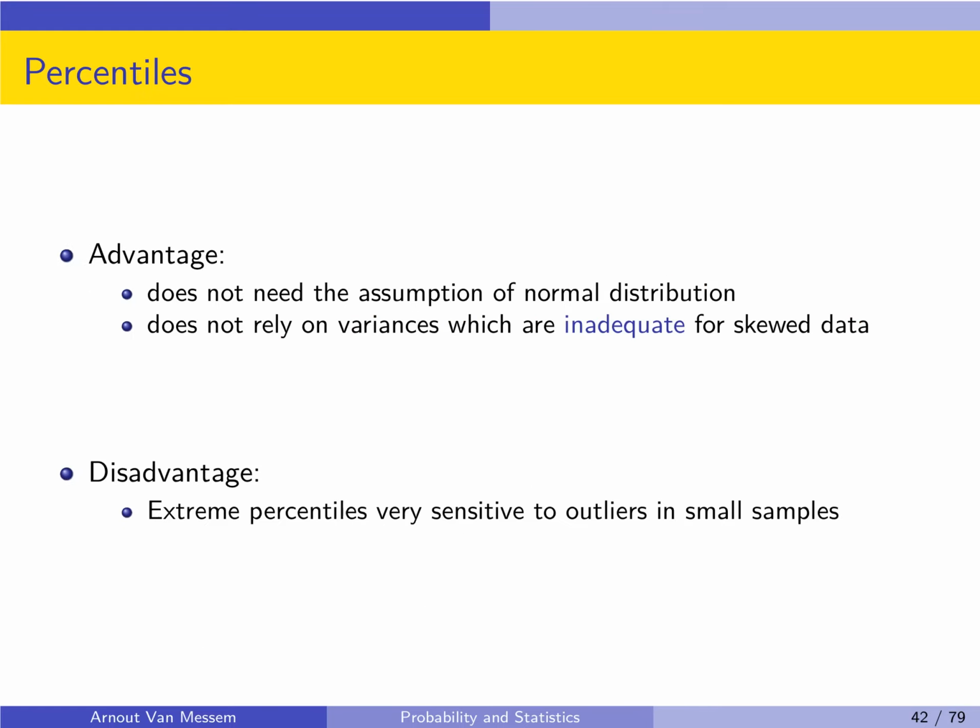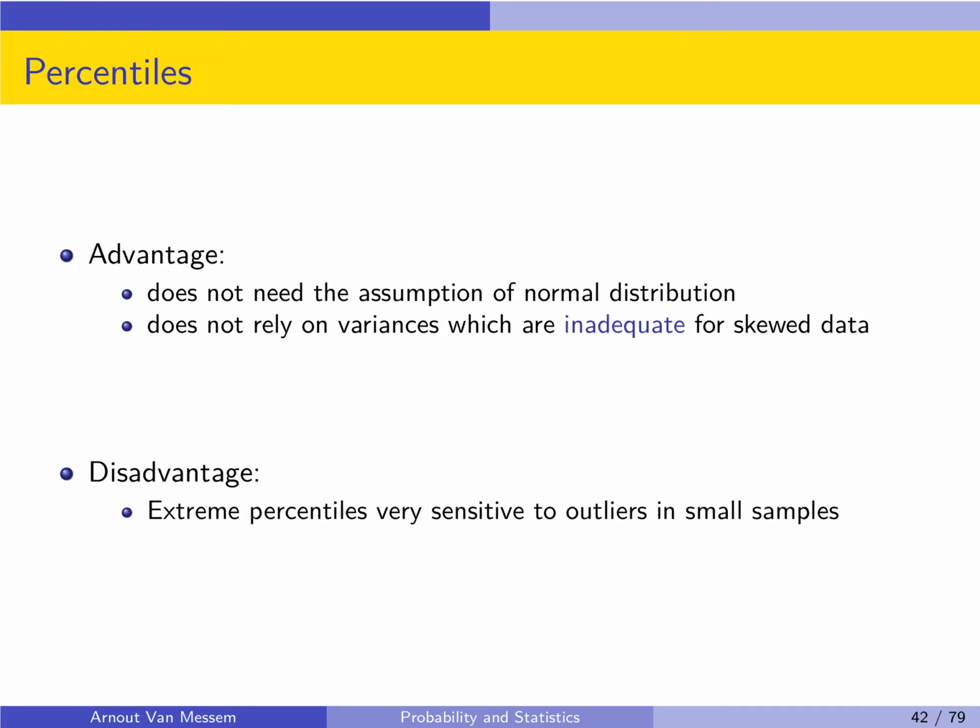The advantage of this method is that it does not need the assumption of normality. So you don't have to assume that the data are normally distributed. You don't have to make modifications if they are not normally distributed. You don't have to use your sample to see if they might be normally distributed. There is no need for all of this.